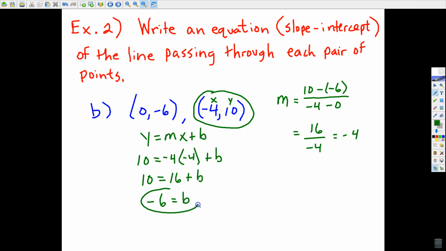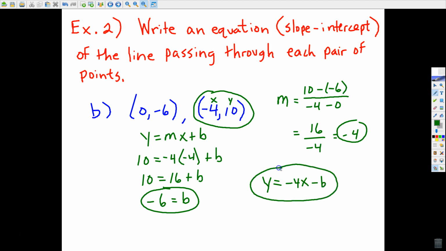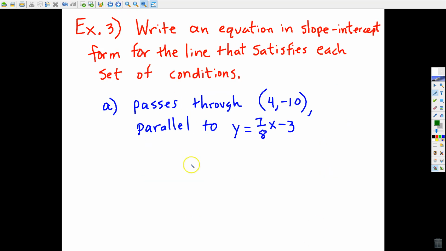Alright, with b negative 6 and m negative 4, we can write our equation. Y equals mx plus b. Now if you put plus negative 6, that would be okay. I'm just going to show it as minus 6. Almost looks like a b. That's a 6. Okay, so far so good, and we're almost done.